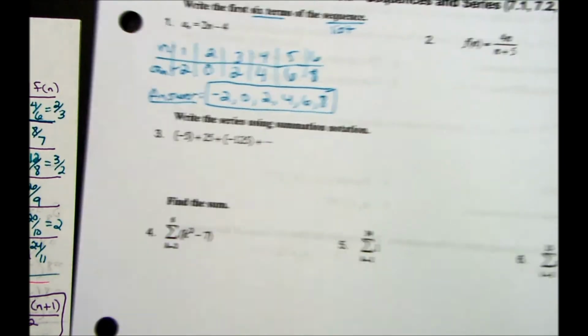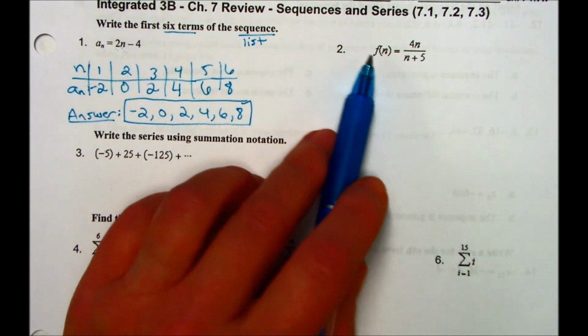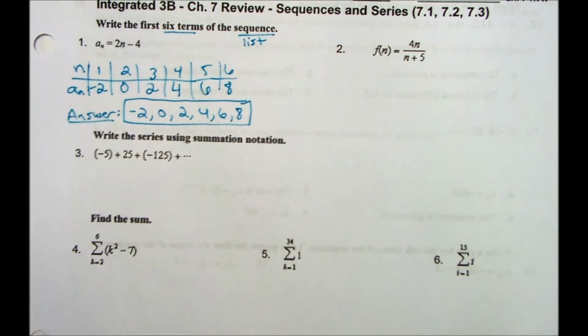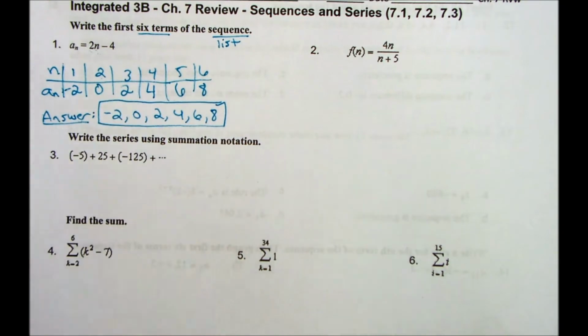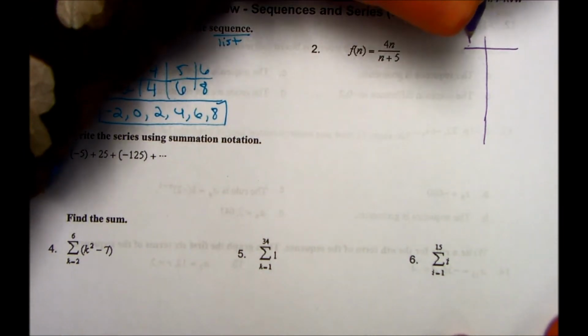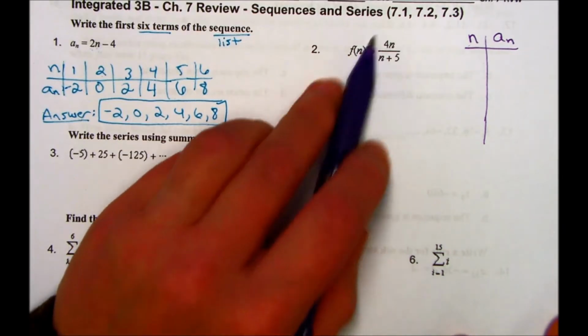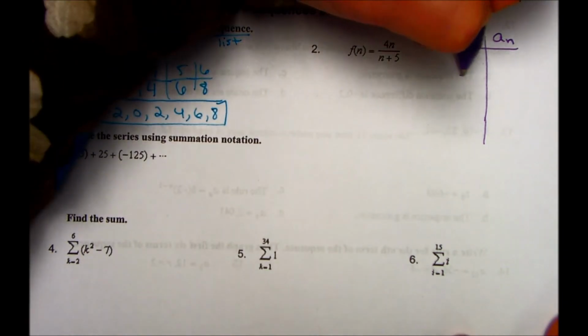Number 2 is the same way, except instead of writing it in sequence notation, it's in function notation, but you're still going to do the same thing. You're going to find the first 6 terms. Since I have a little bit more room over here, I'm going to make a horizontal table. N is my input, but my output now, a sub n, I'm going to use this formula. So I'm going to need a little bit more room probably. 1, 2, 3, 4, 5, and 6.